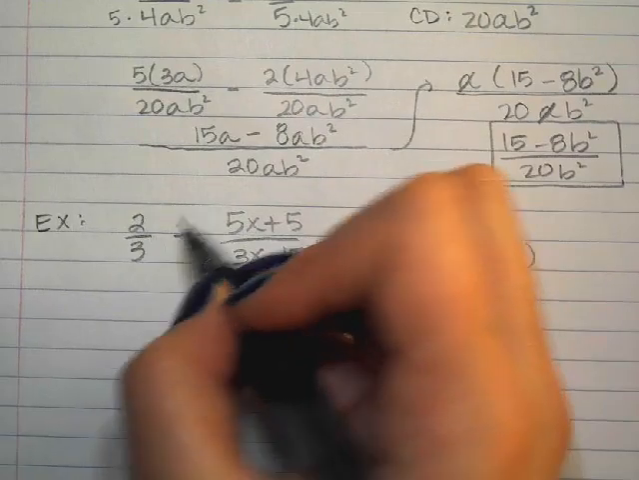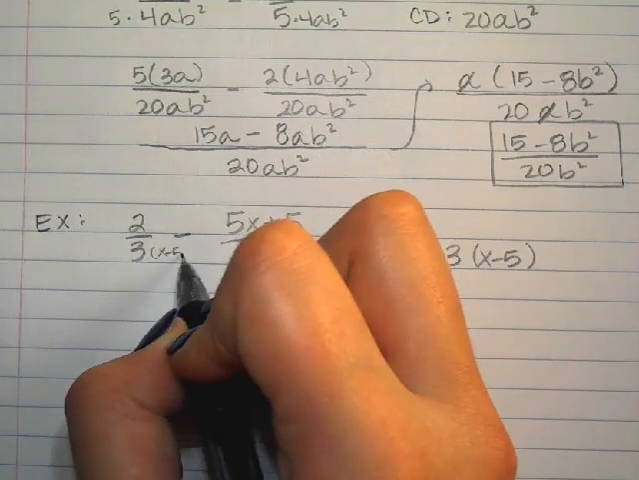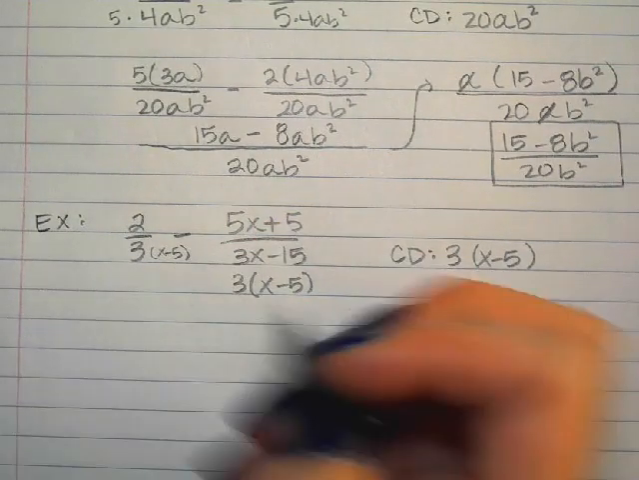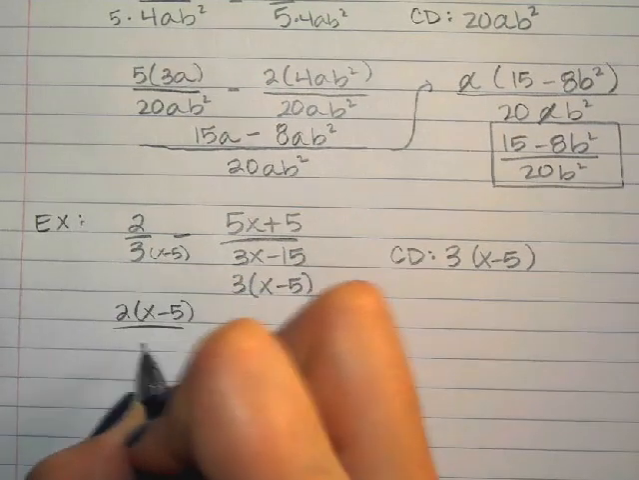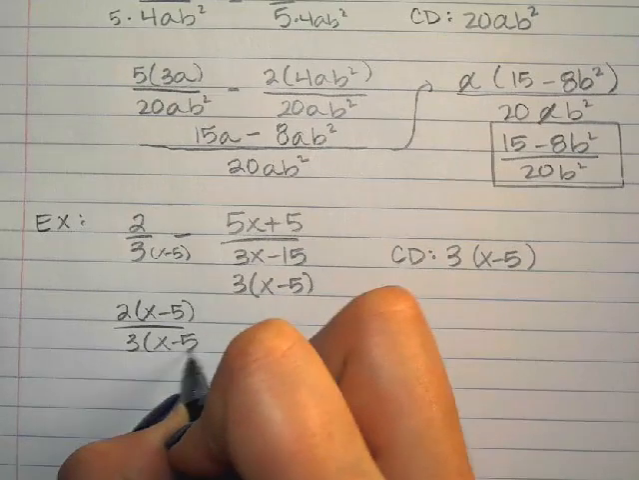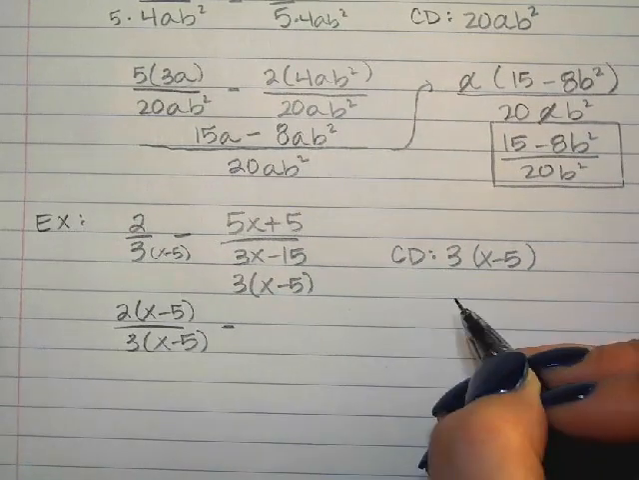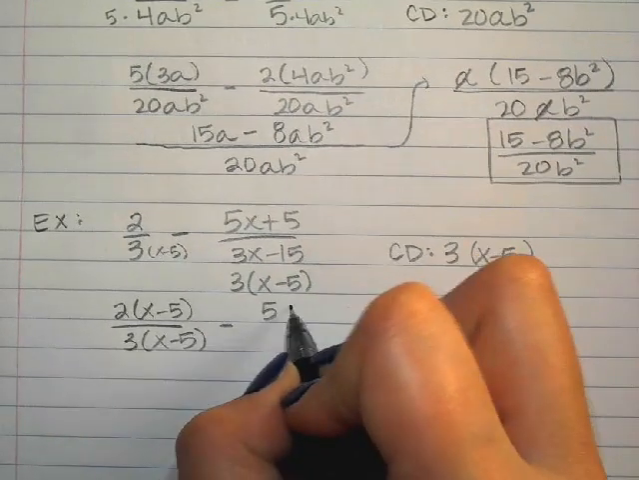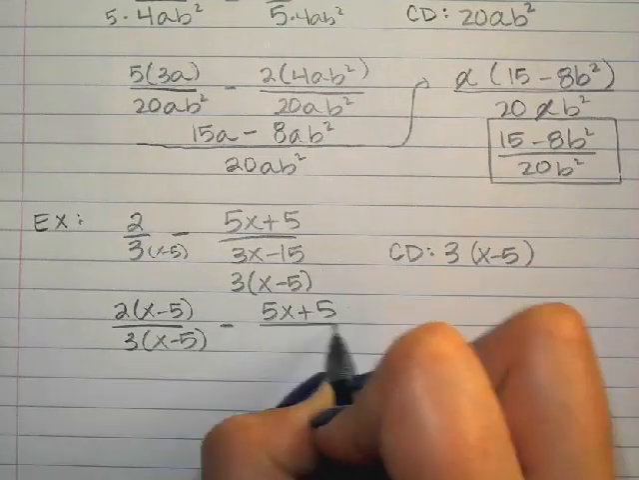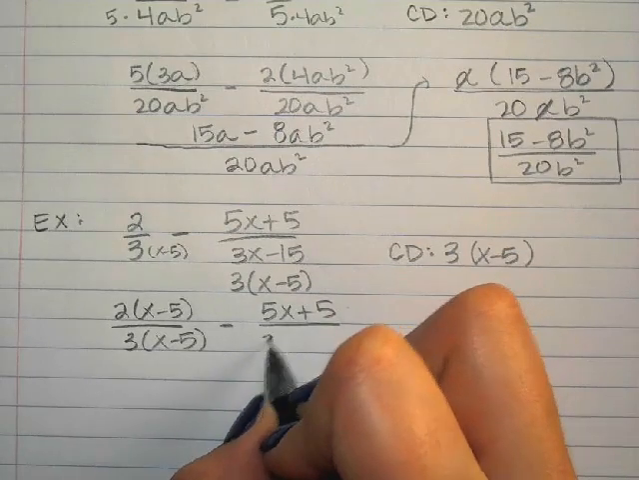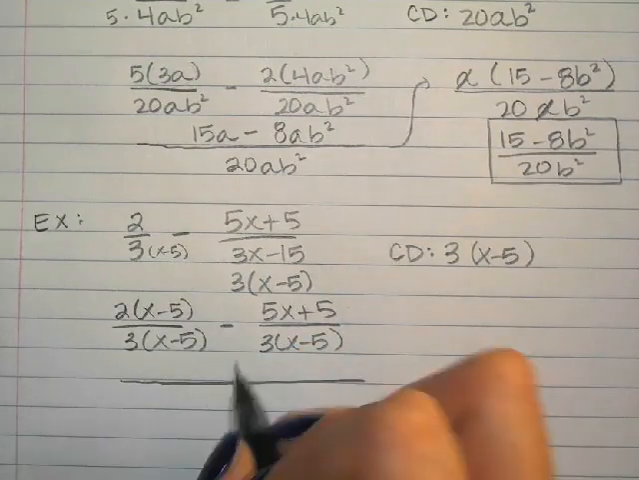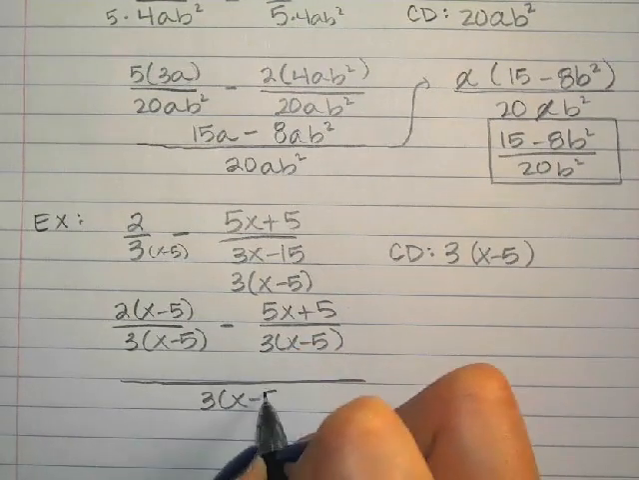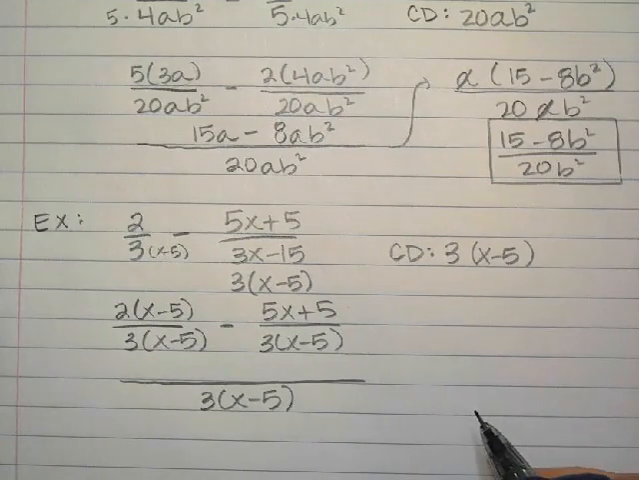So to fix my first fraction, it needs an (x minus 5) to have that common denominator. And so I'm going to take the top and multiply that by (x minus 5), and take the bottom and multiply it by (x minus 5). And then the next one, I'm going to go ahead and just leave. 3 times (x minus 5). Okay. So I've got 3 times (x minus 5) for my denominator.